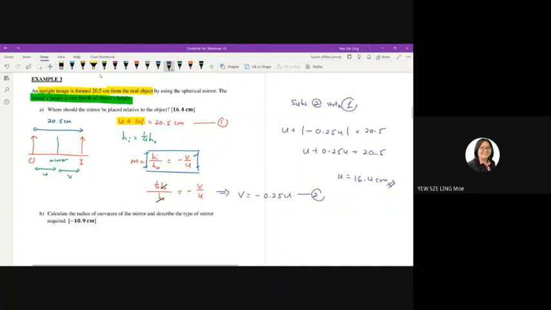So the crucial part is that you have to know that U plus V is equal to 20.5 cm, and then Hi over H naught equals negative V over U. That is the equation that we want to use. So that is the answer for question A.